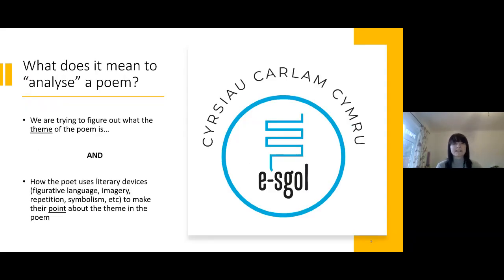So what does it mean to analyze a poem? We're trying to figure out what the theme of the poem is, and how the poet uses literary devices, so figurative language, imagery, repetition, symbolism, to make their point about the theme in the poem. So what is it about? That's our purpose.